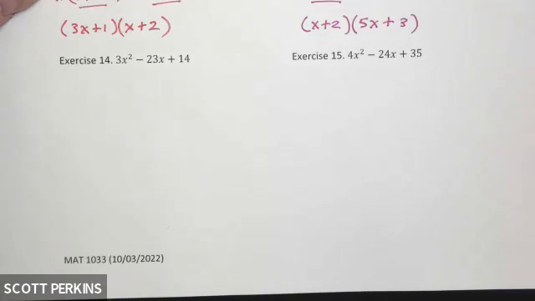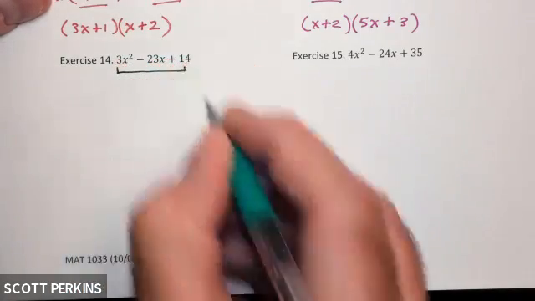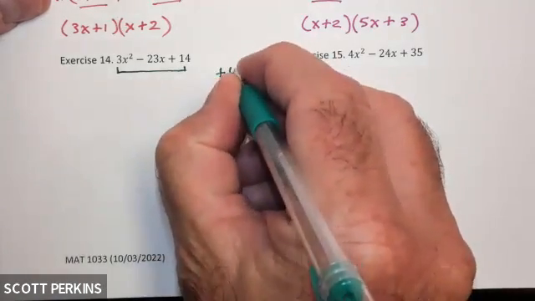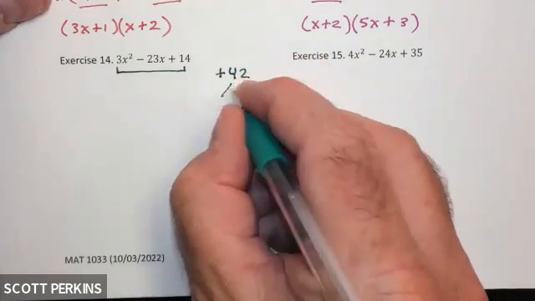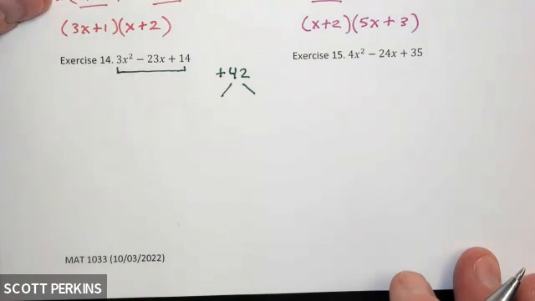I'm just going to get started with the first step, help out anybody who's struggling with this first part. So the first thing I'm going to do is 3 times 14. 3 times 14 gives me positive 42. And I need to figure out the two factors of 42 that are going to add up to 23.